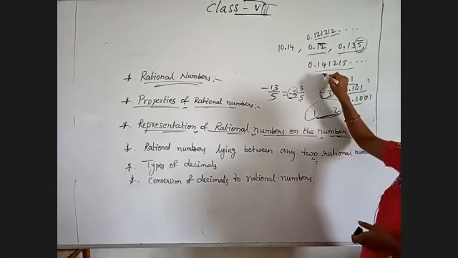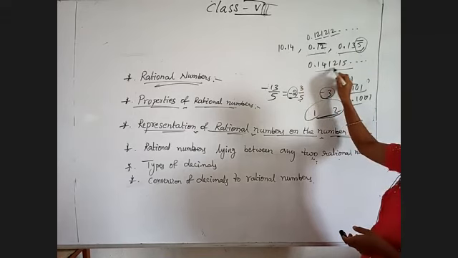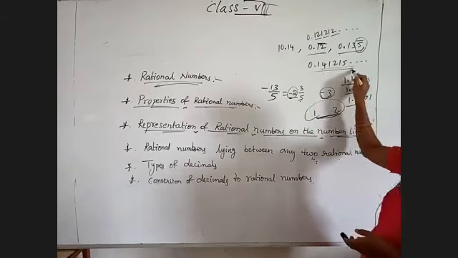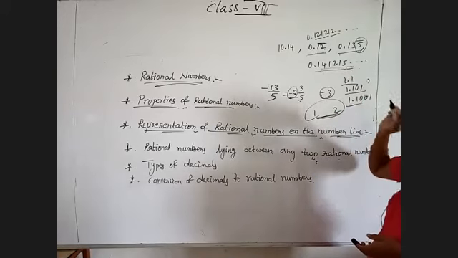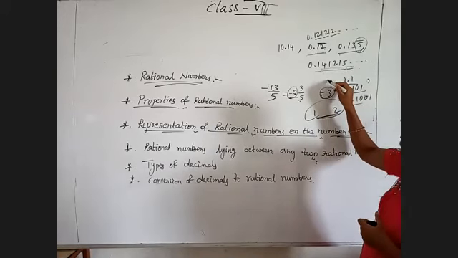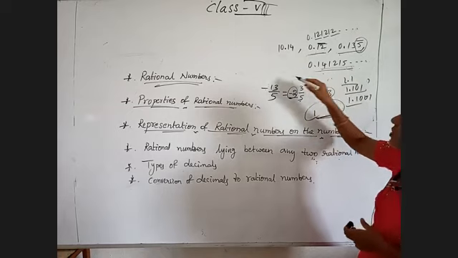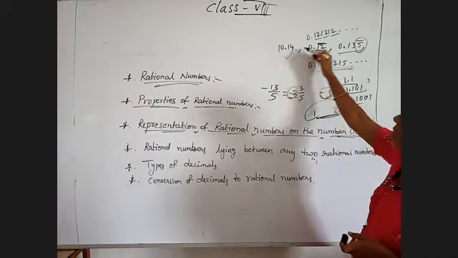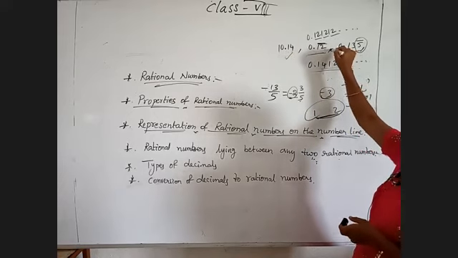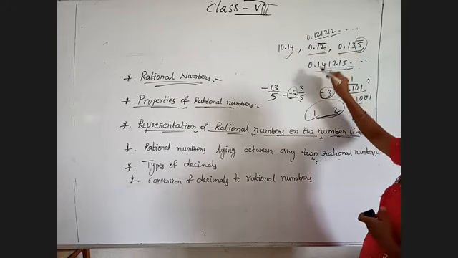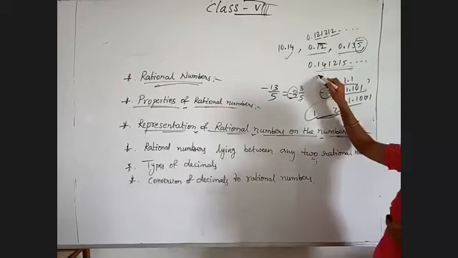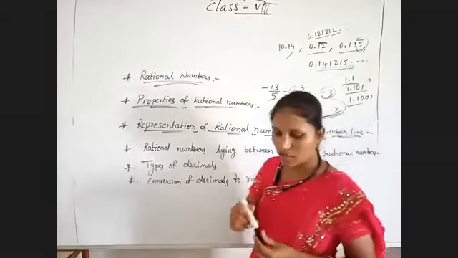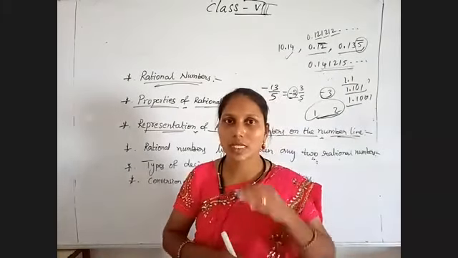Coming to this one, this value is not ending and repetition is also not possible. Same numbers are not repeated. That's why it comes under non-terminating non-repeating decimals. So we can represent terminating decimals in p by q form and non-terminating repeating decimals in p by q form, but we can't express non-terminating non-repeating decimals in p by q form. Okay, let us revise all these topics again in tomorrow's class.